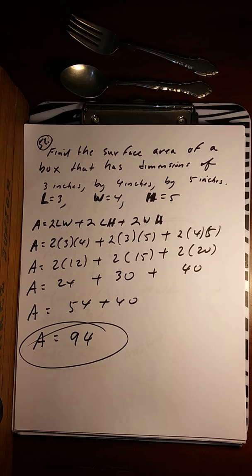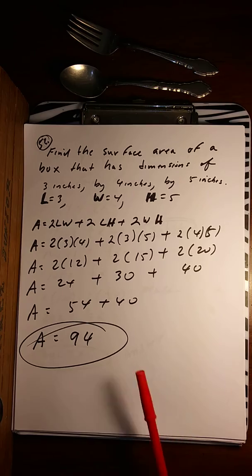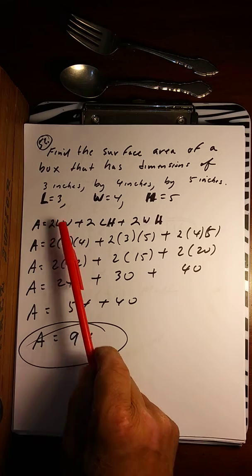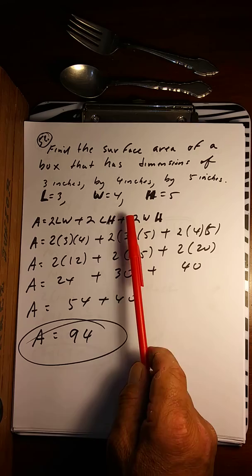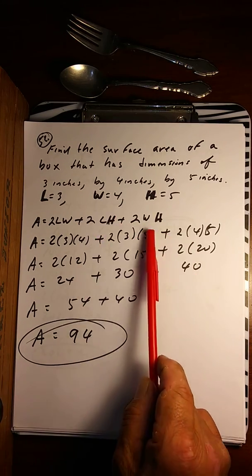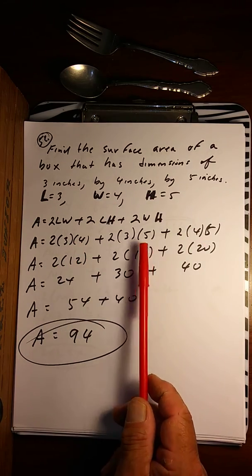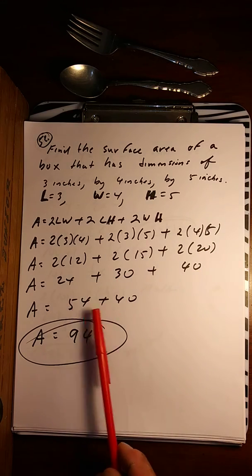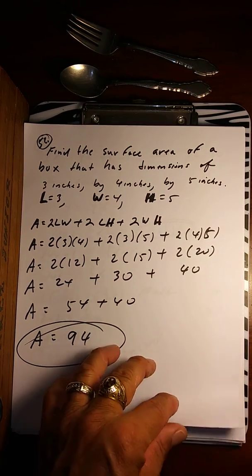Find the surface area of a box that has dimensions of 3 inches by 4 inches by 5 inches. So 2 lengths and widths, 2 lengths and heights, 2 widths and heights. Put these numbers in here. LW is 3 times 4, LH is 3 times 5, and the last one, WH, is 4 times 5. So we have 12 times 2 is 24, 15 times 2 is 30, 20 times 2 is 40. This and this is 54, plus 40 is 94. That's the surface area of a box with those dimensions.